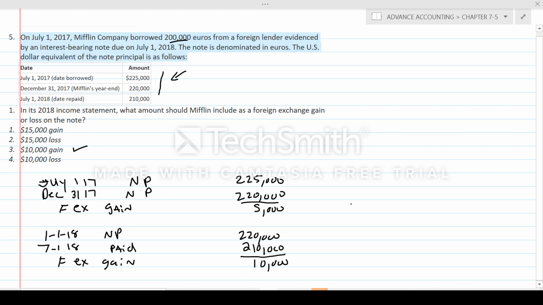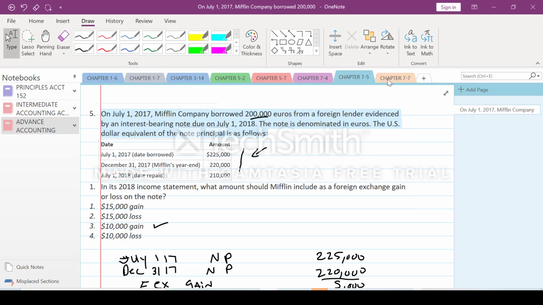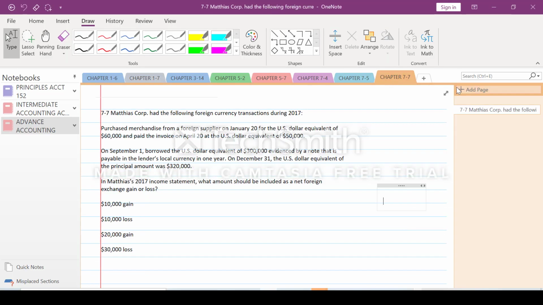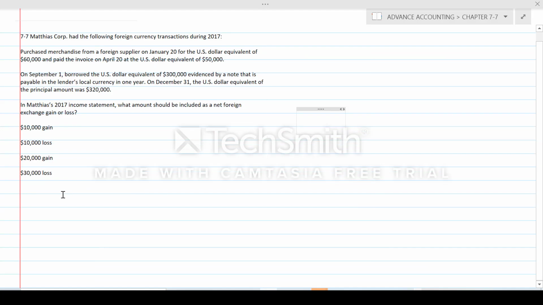So you need to compute the two separate years so you're able to tell what is the isolated gain just for 2018, because that's what they're asking you in the problem. So that's 7-5. Now we'll move to 7-7, dealing with the same concept.